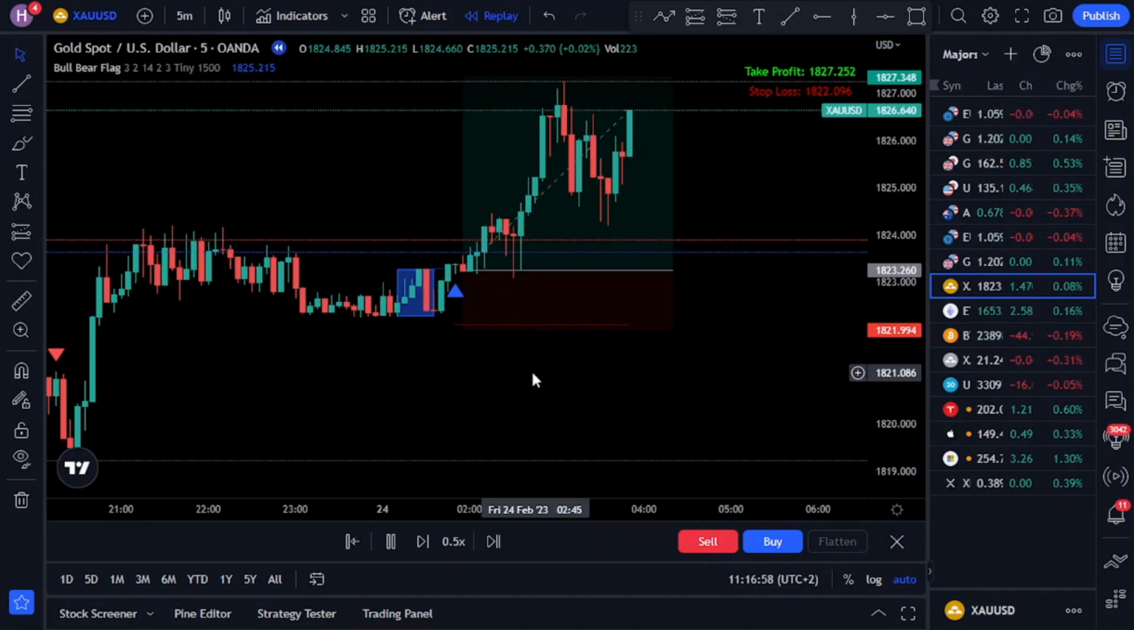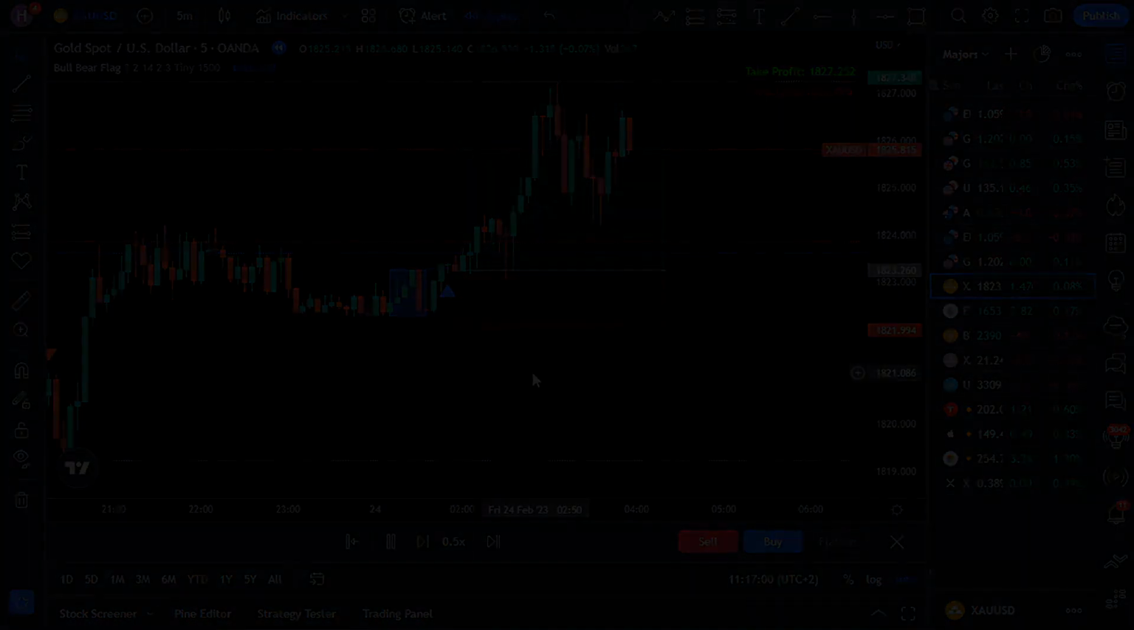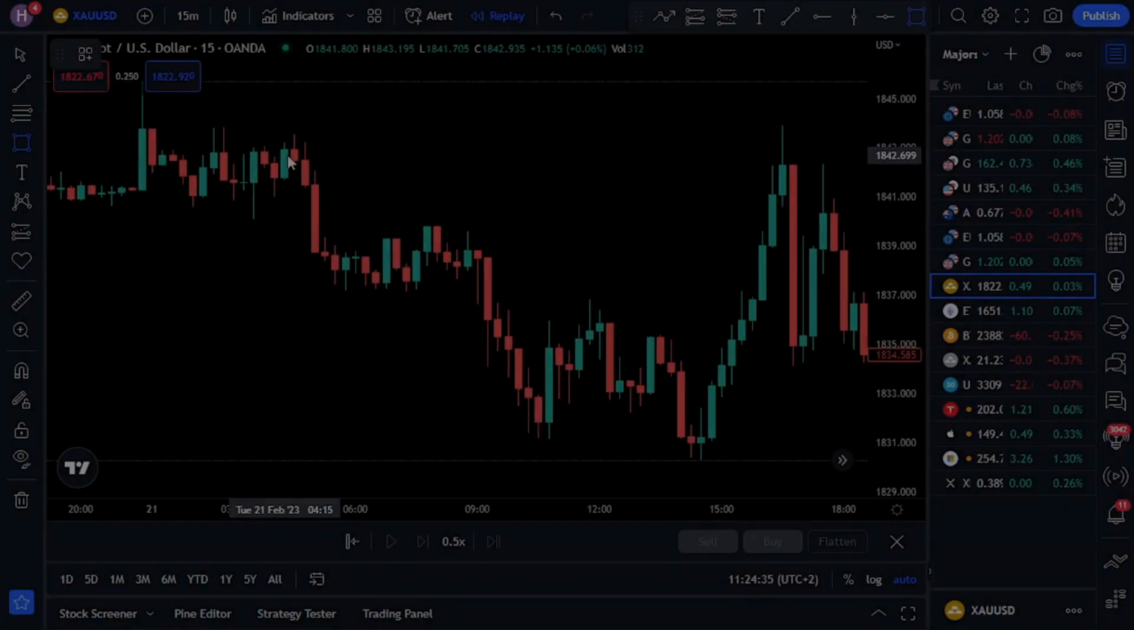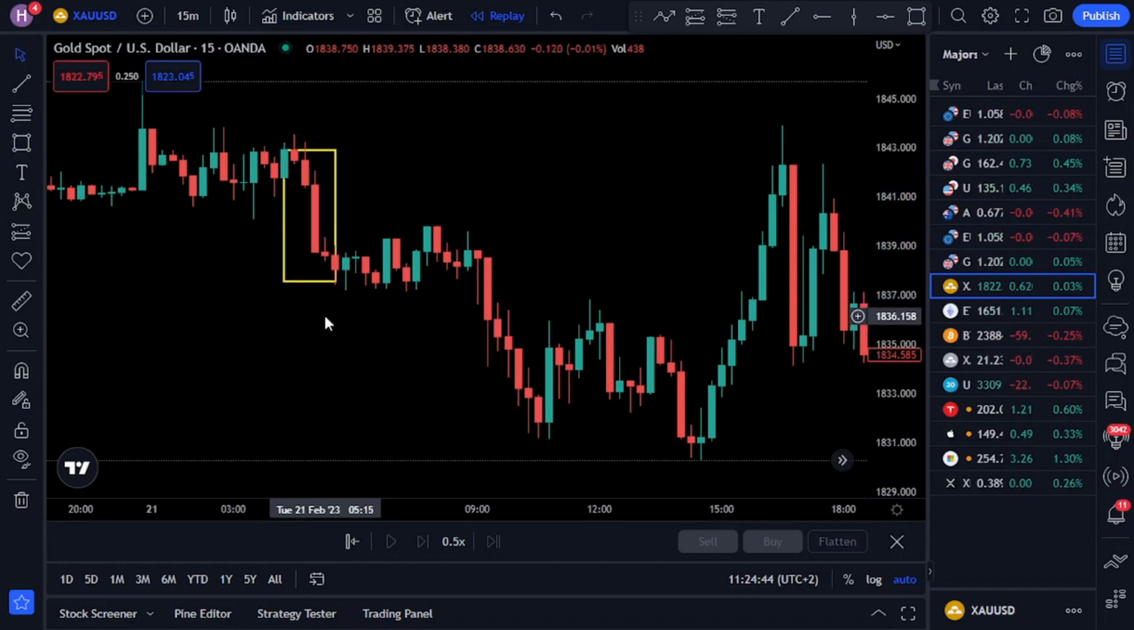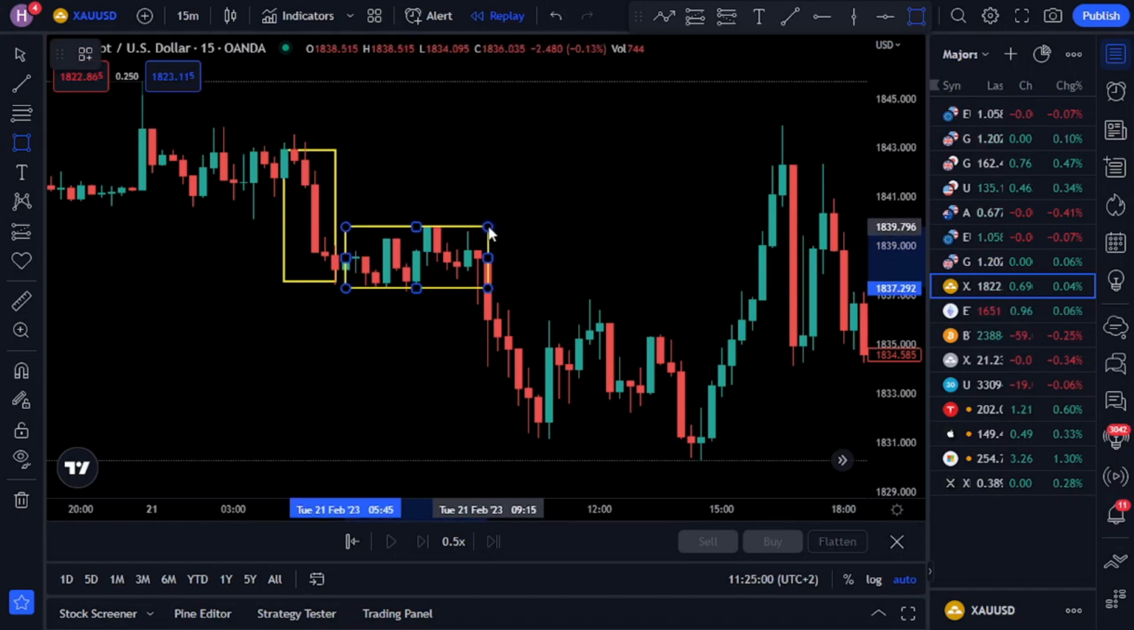Let's take a look at what is a bear flag pattern first. In trading, a bear flag pattern is a continuation pattern that signals a potential bearish move in price after a period of consolidation or minor retracement. The pattern is characterized by a sharp and sudden downward move in price called the flagpole, followed by a period of consolidation called the flag.